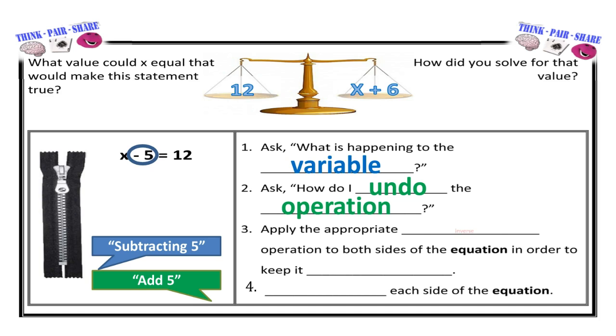So now I'm going to apply the appropriate inverse operation to both sides of the equation in order to keep the equation balanced. I said that I'm subtracting 5, so I need to add 5. Addition, subtraction are inverse operations. If I add on the left, I need to add on the right in order to keep things balanced. Now I'm going to evaluate each side of the equation.